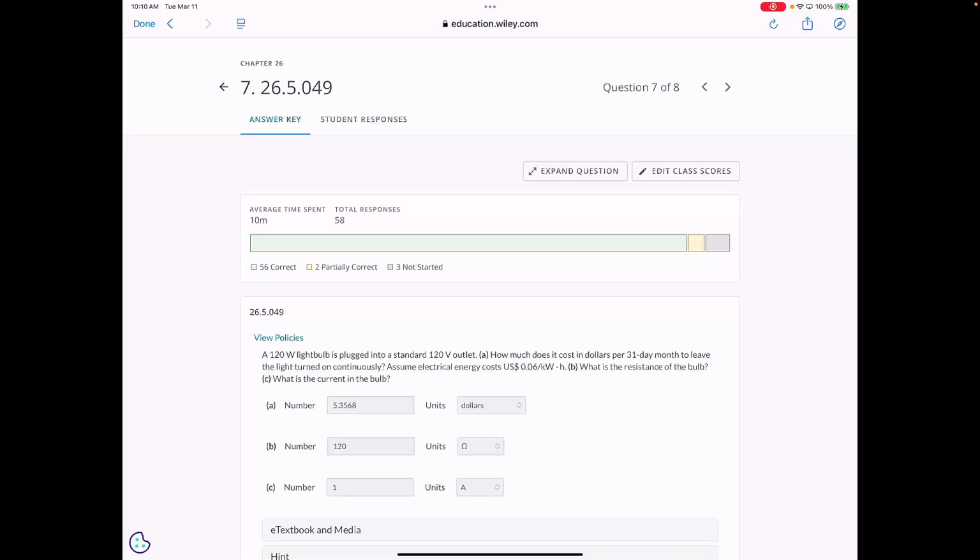Here's a power one. 120 watt light bulb, 120 volts. How much does it cost in dollars for 31 days to leave it on continuously?